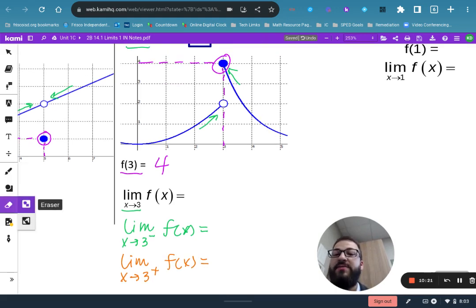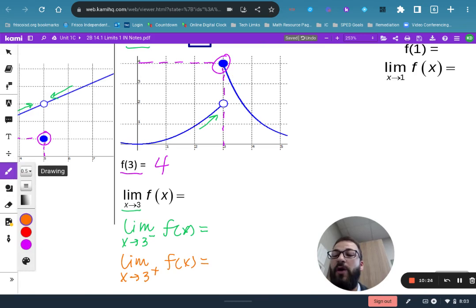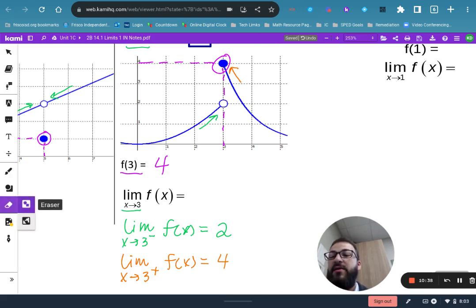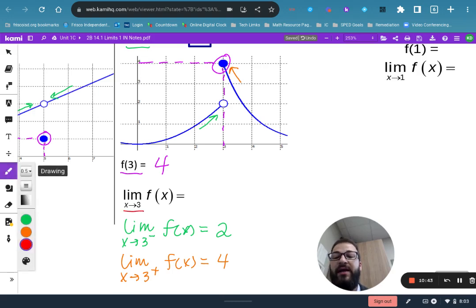So my limit from the left looks like I get to a y value of 2. My limit from the right looks like I get to a y value of 4. And because this overall limit has to consider the left and the right side, if my left and my right side do not equal each other, we say that the overall limit does not exist, or DNE for short.